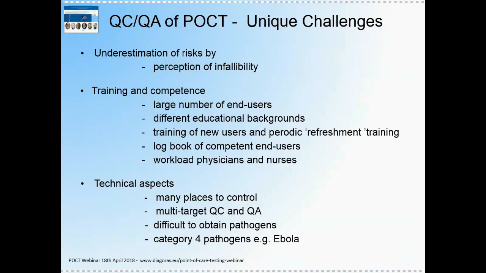And some of these pathogens for quality control and quality assurance can be difficult to obtain, even for commercial companies. Think, for example, of recent Ebola or Zika virus outbreaks. The kind of pathogens for quality control and quality assurance can be quite difficult to obtain in order to make sure that the testing on the front line, as it were, in the villages or also in local hospitals is meeting quality standards.